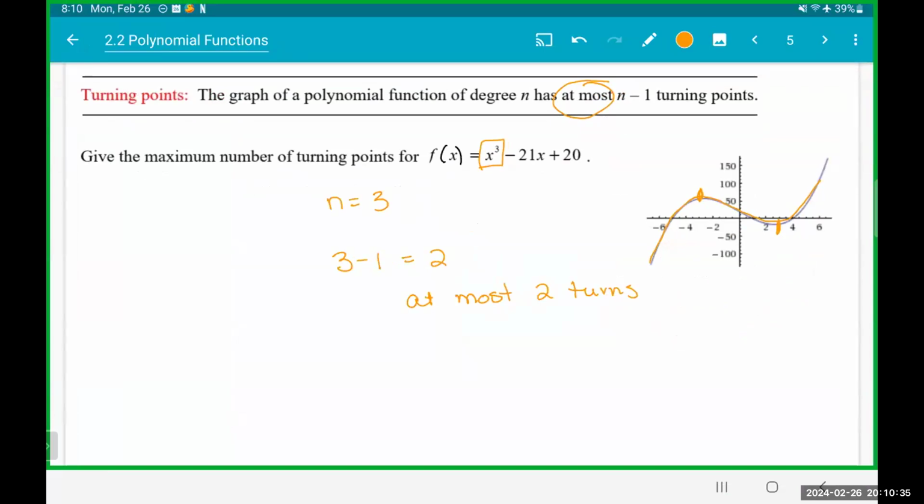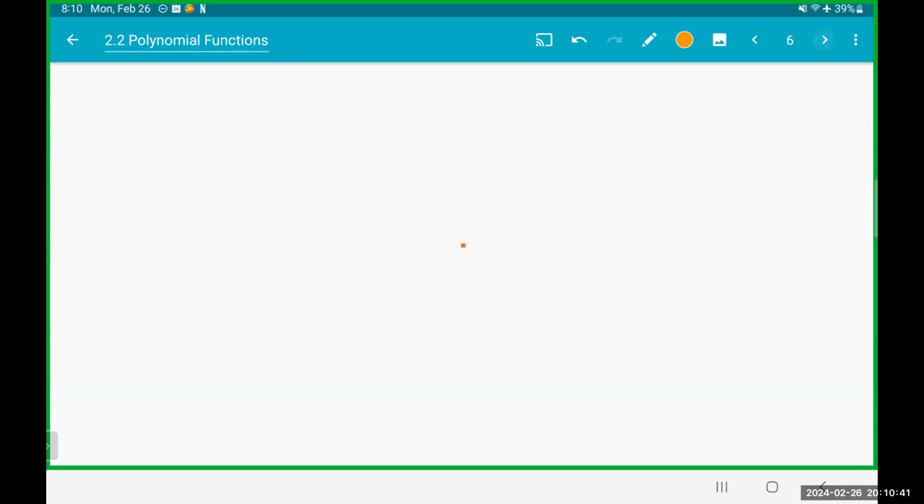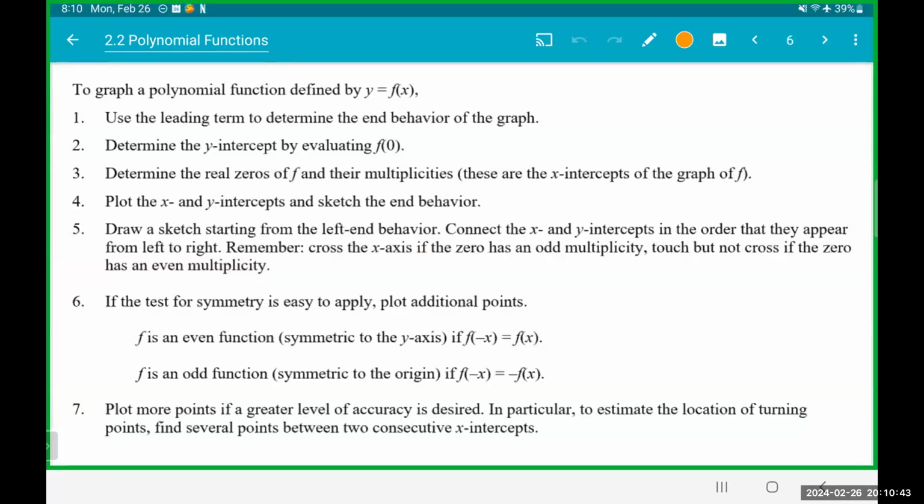All right, so now it is 8:10, so let's go ahead and keep moving forward with the lesson. So now we have a little bit more information, and we can use that to help us graph these polynomials a little easier without having to plot a bunch of different points.